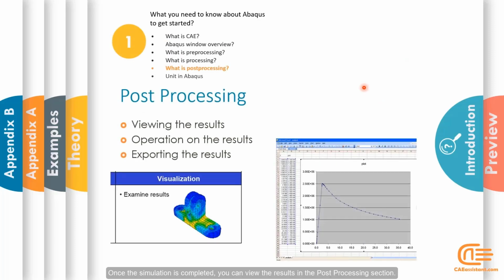Once the simulation is completed, you can view the results in the post-processing section. You can even take action on the results and define new variables based on them. You can plot graphs of each result corresponding to each other. In addition, we can view the result in a specific element or node and even compare it with a laboratory result.